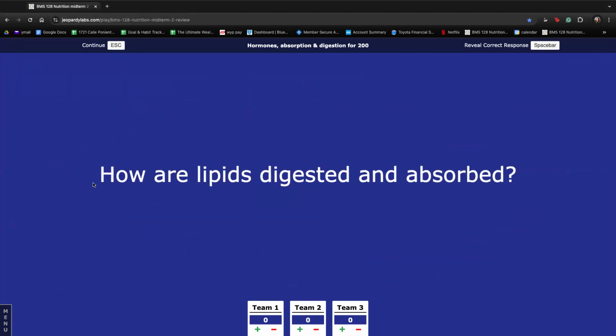How are lipids digested and absorbed? It starts in the mouth. I think it sends a signal, and there's a hormone that is released in the stomach. I believe that's how it starts.